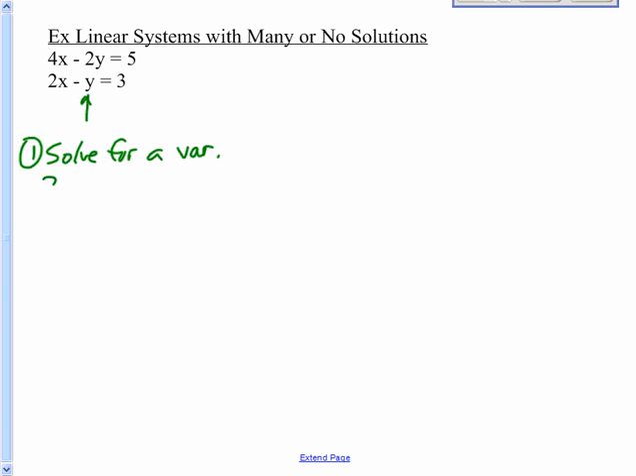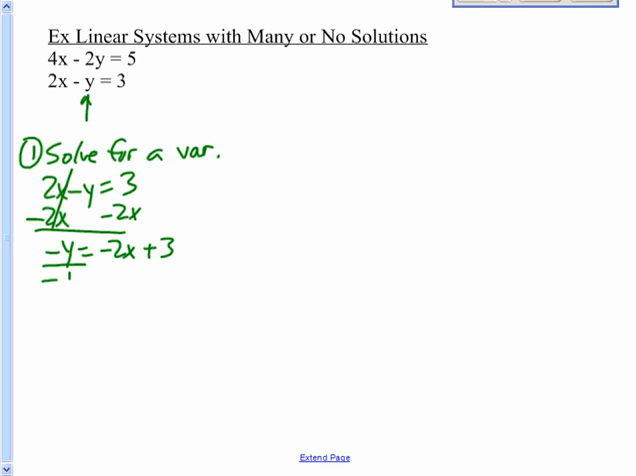Solve for a variable. I'm picking this one. Okay. Solve for y. y equals 2x minus 3. Okay, now that's going to be substituted into the other equation.